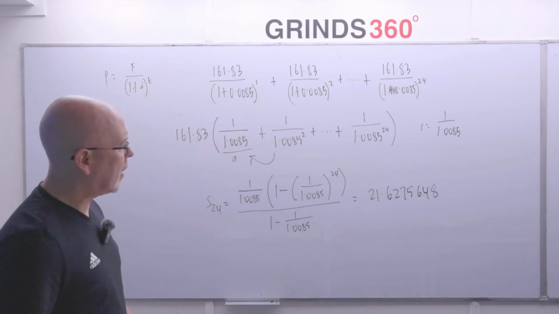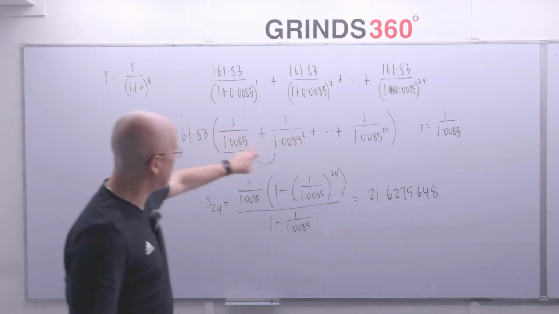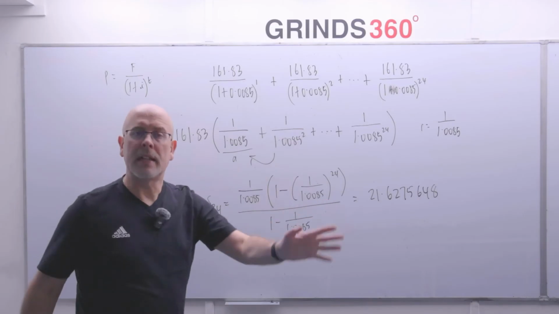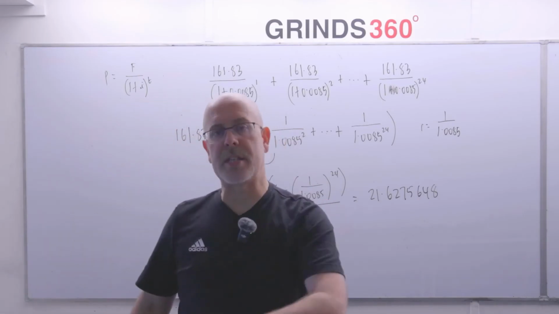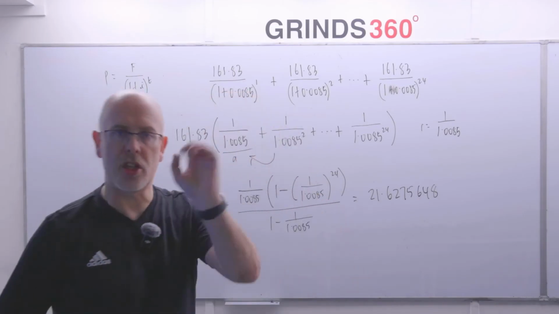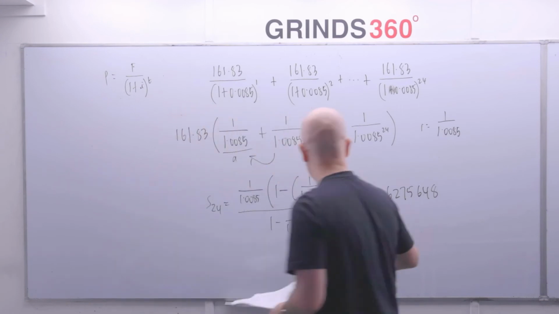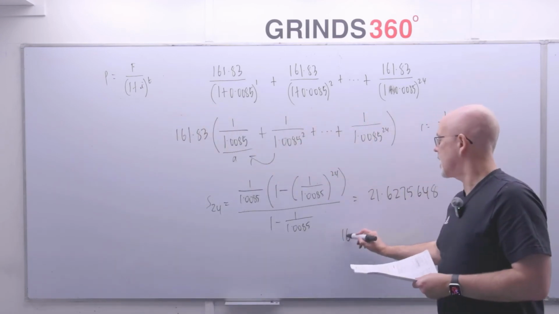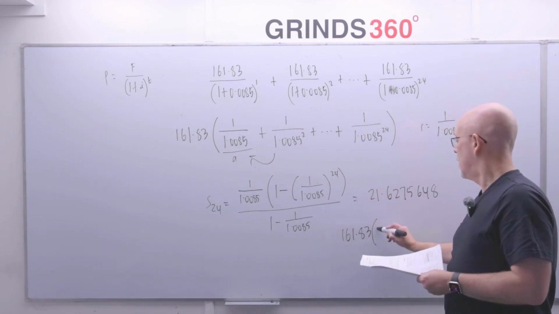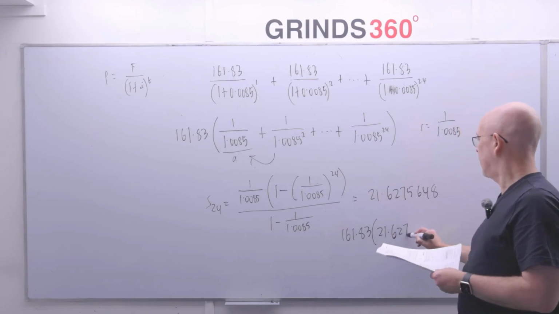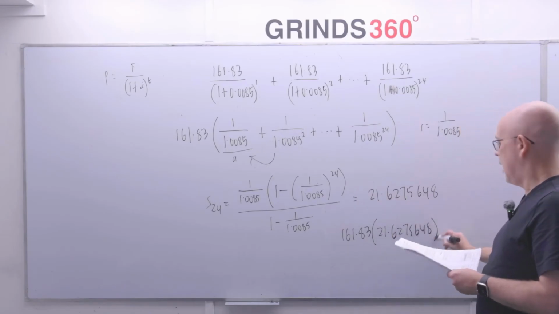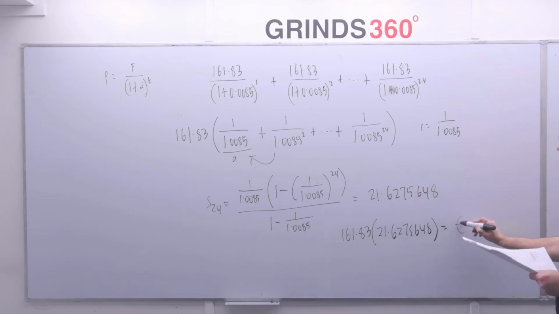But I know if I multiply that number by whatever I pull out of the bracket at the beginning, that'll give me the value of my loan or my savings or my investment or my mortgage or my bond, whatever the question deals with. So if I multiply the two of them together, 16183 multiplied by that, right? And that comes out at almost exactly 3,500.